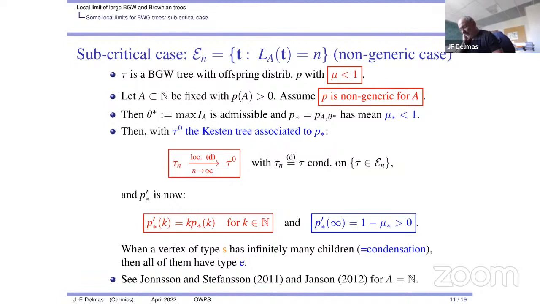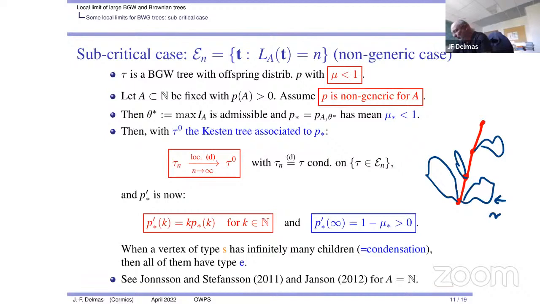So in this case, it may happen that the survivor, a vertex of type S, has infinitely many children, which correspond to the condensation. And in this case, all the children are of type E. So if I give a description, we have the root, which is of type S, which has always at least one child of type S, then it may have other children, all of them distributed according to the initial Galton-Watson tree. And then this one may have an infinite number of children. And so the limiting tree has this kind of shape.